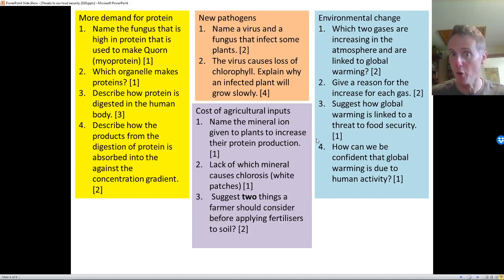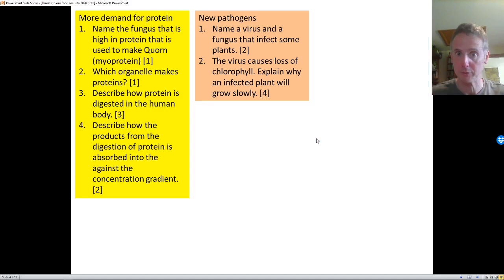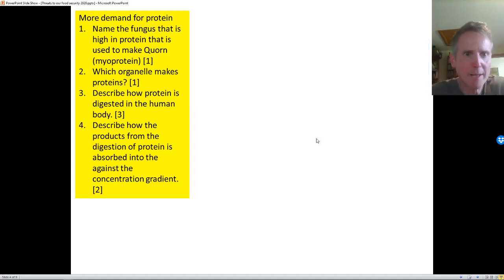So I'm just going to carry on going through them now. Here we go. Number 1, name the fungus that is high in protein that is used to make Quorn. It's Fusarium. It was at the start of the lesson. If you haven't got that now, 5 minutes later, then retention. You learn things by repetition. The organelle that makes protein, back to Year 9, is ribosomes.